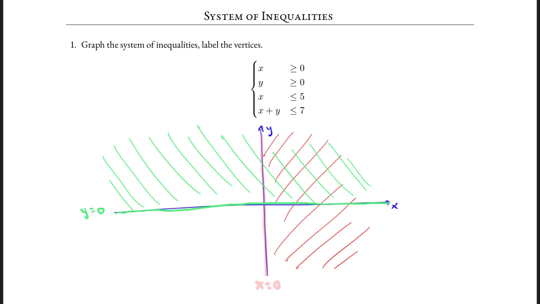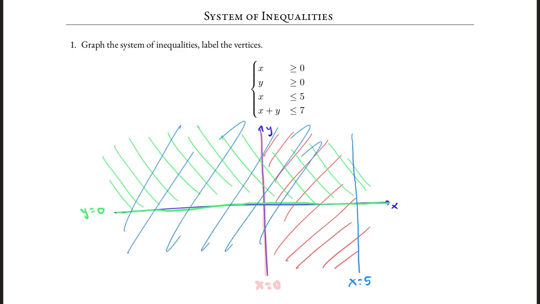X is less than or equal to 5. We first draw the line x equals 5, which is the vertical line. We use the solid line because, again, of the equal sign in the inequality. And we shade everything on the left-hand side of this vertical line, on the left-hand side of the line x equals 5.